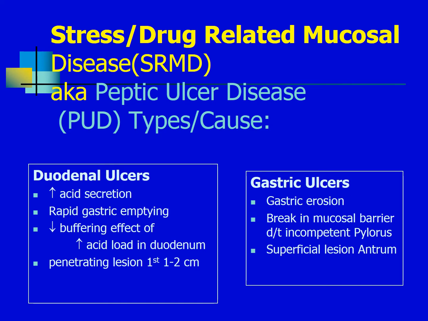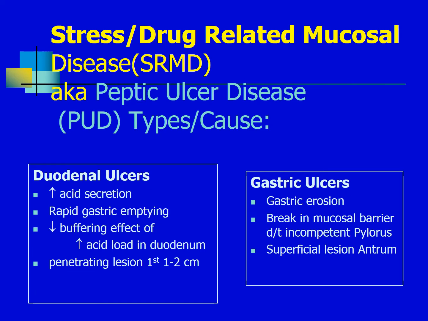And so what happened here, the secretion of acid is usually due to the rapid entering, there's decreased buffering effect, there's increased acid in the duodenum, and there's penetration of the lesions, usually up to 1 to 2 centimeters. And so the neutralization with food actually helps relieve the symptoms, and that's why duodenum also gets better with food.